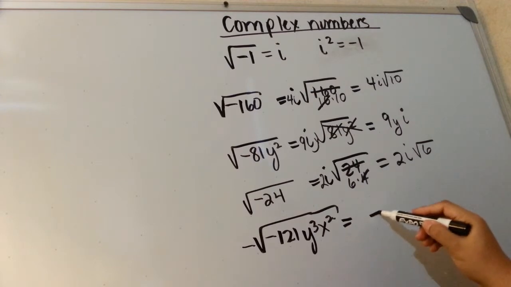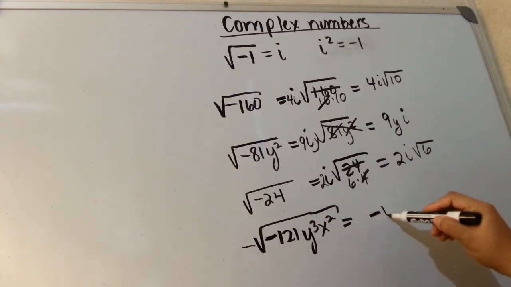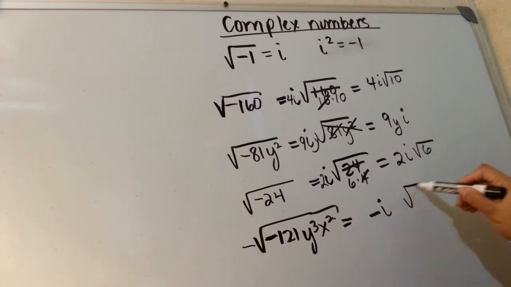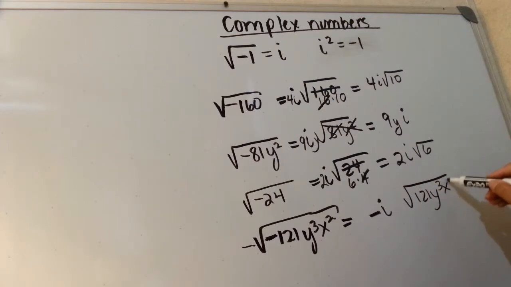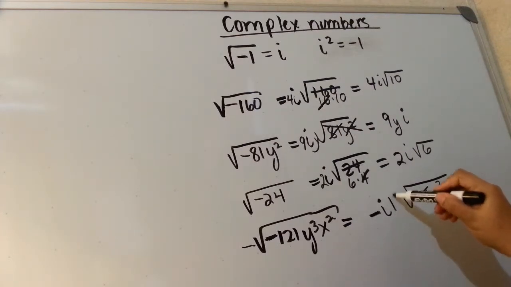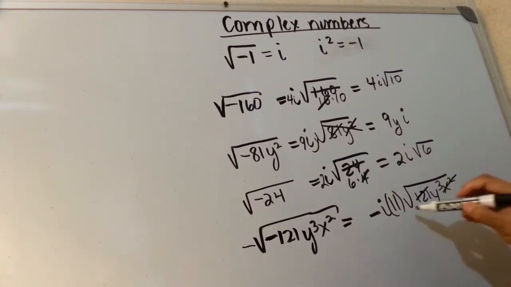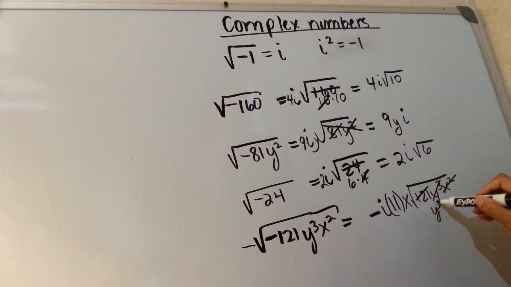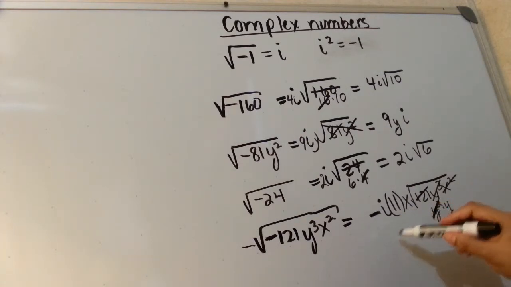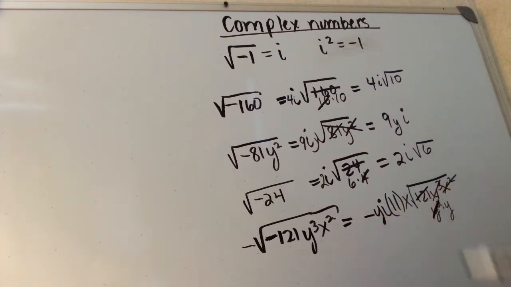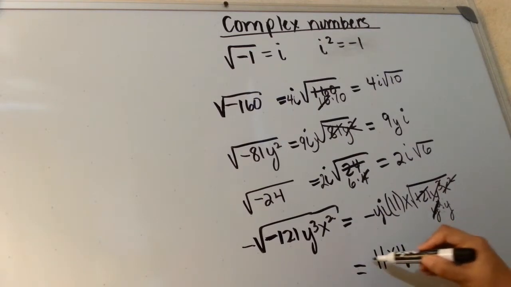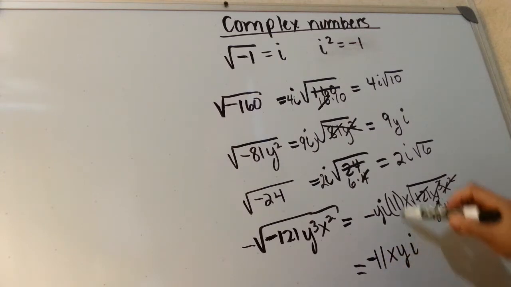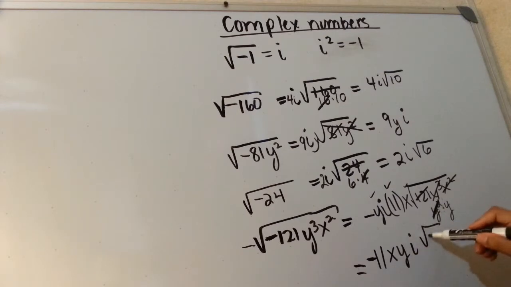This one already has a negative sign outside. And the negative sign inside this one can come out as an i. And then we have square root of 121 y cubed x squared. The 121 can come out as an 11. The x squared can come out as an x. And the y cubed is y squared times y, and the y squared can come out as a y. And we have a y left over. So let's see if we can write this. It would be negative 11xy, and we have an i over here, and then the square root of y.